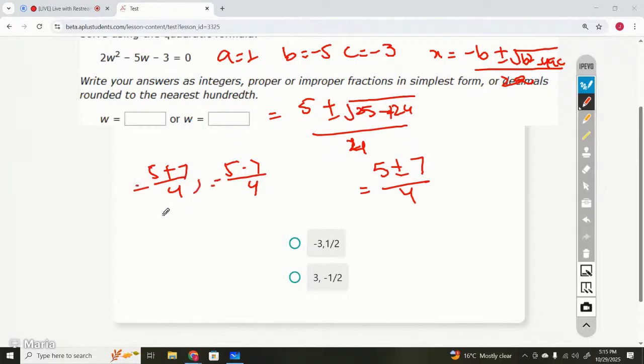We have two solutions. 12 over 4 is 3 and negative 2 over 4 is negative 1 by 2. So we have x equals 3 and x equals negative 1 by 2. So option number 2 is the correct option. 3 and negative 1 by 2 it is.